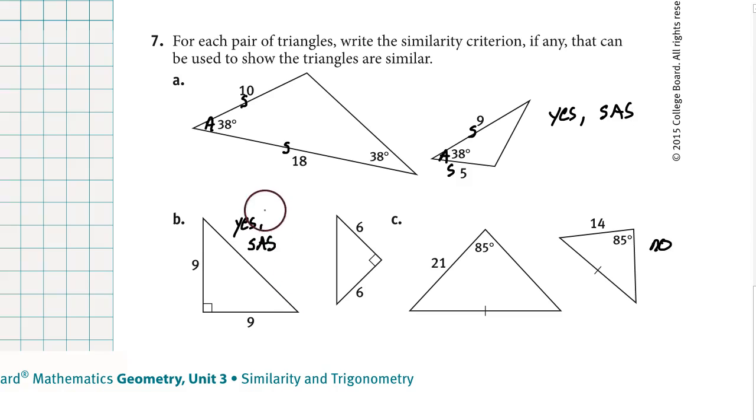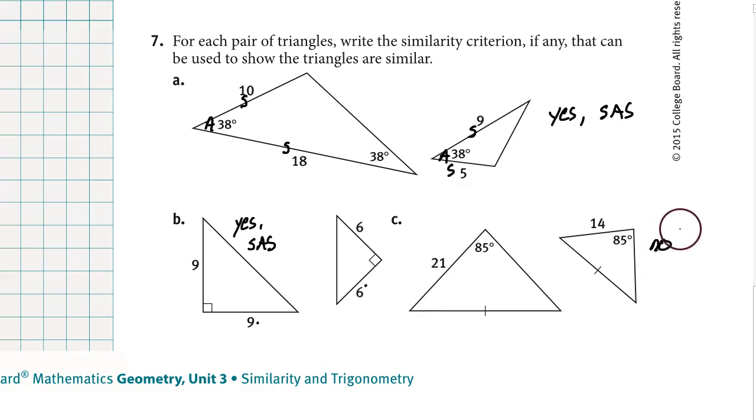Please try question B and question C on your own. For question B, the answer is yes, these are similar because of SAS. We have a side, an angle, and a side, so we're thinking it's probably SAS, but we need to actually figure out, are the sides proportional? So is 9 divided by 6 the same thing as 9 divided by 6? And certainly it is.